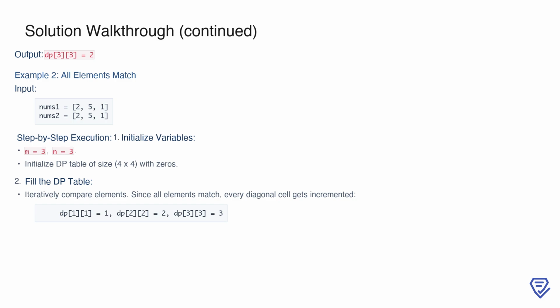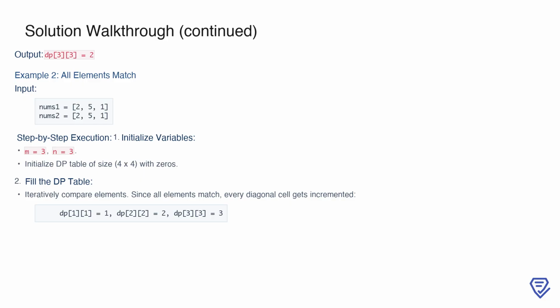After completing the DP table for this example, we can extract the result from the bottom right corner. The value at dp[3][3] is 2, which means the maximum number of uncrossed lines between nums1 and nums2 is 2. Now, let's look at another scenario where all the elements in the two arrays match.